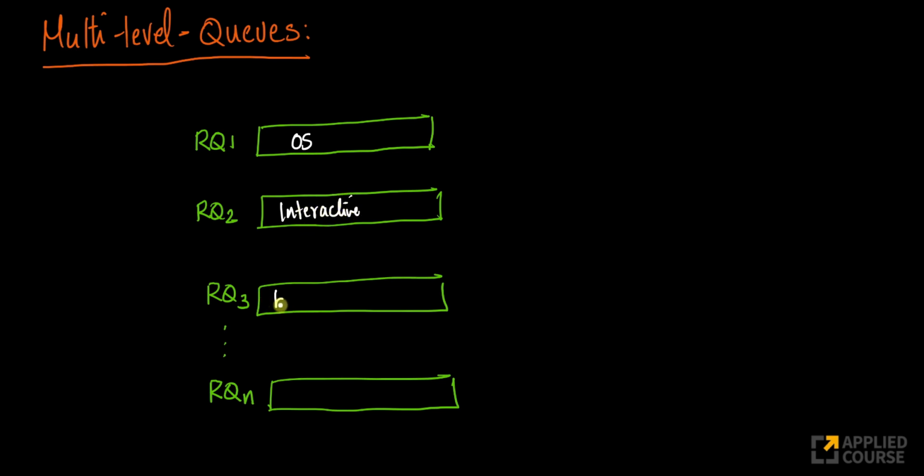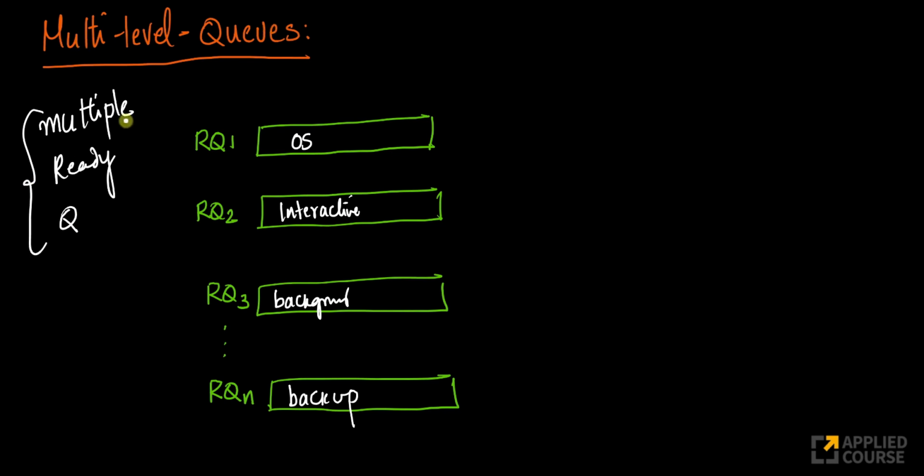Then we do all background processes, which are not very important or critical to be interactive. Then finally, we can have something like a backup process or a virus check process, which is not too critical to run very quickly. Each of these is a ready queue. These are called multi-level queues because this is a multi-queue system. You have multiple ready queues here. The alternative name is the multiple ready queue algorithm.